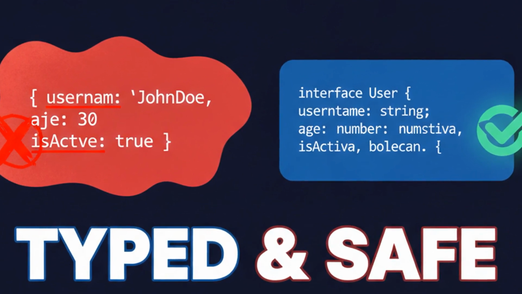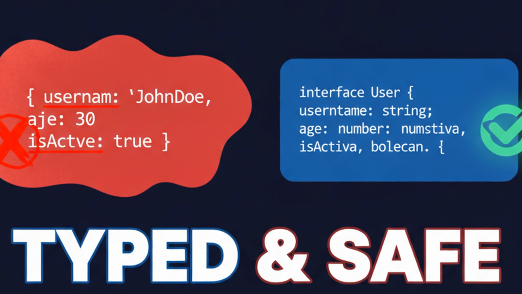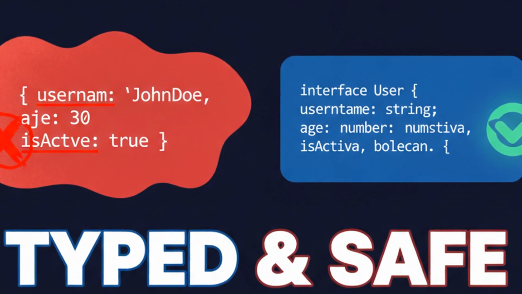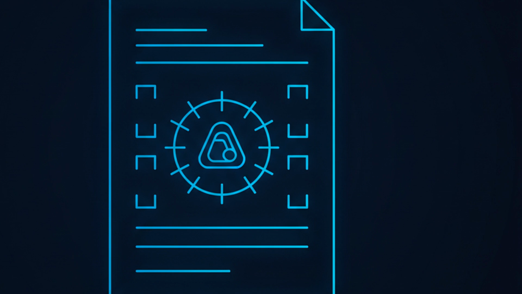By the end of this video, you'll define the exact shape of your data and let the compiler reject anything that breaks the contract before your code ever runs. Let's start with the problem.